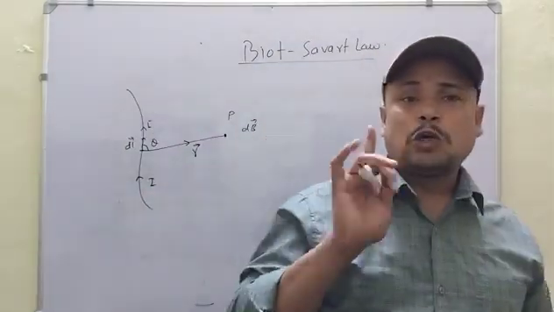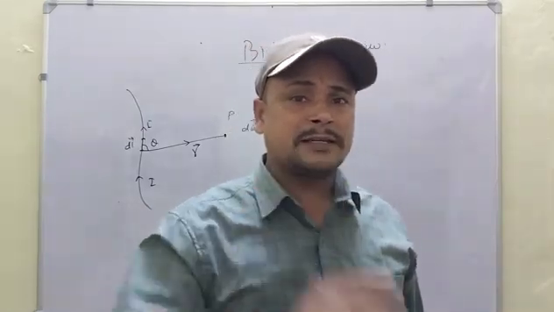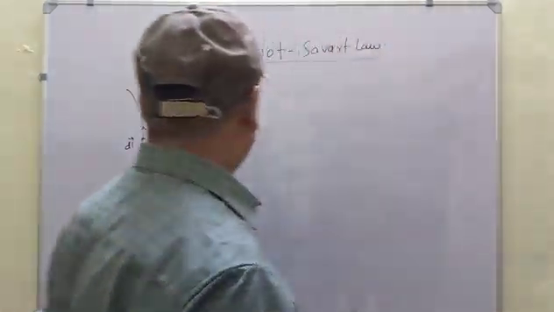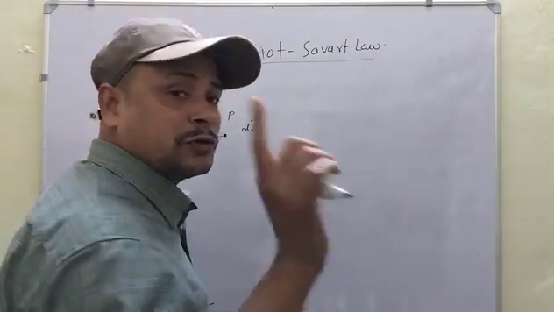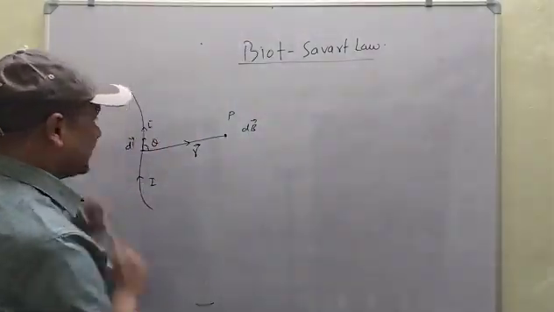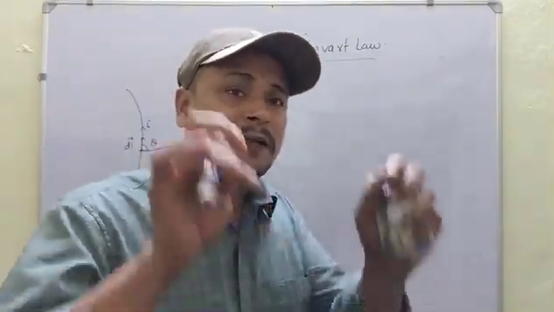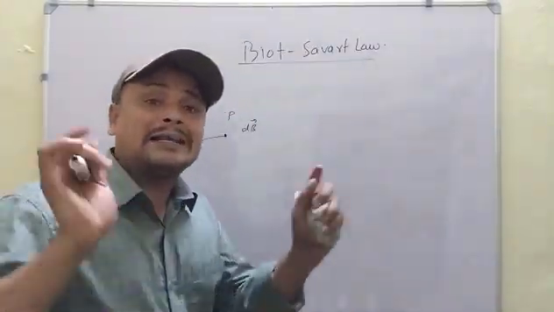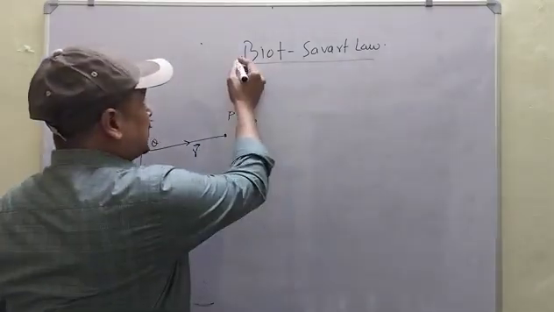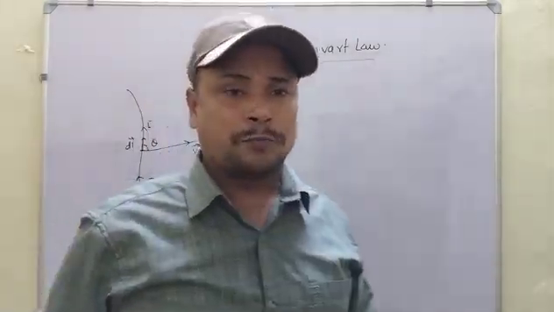And one more thing, the Oersted experiment we will discuss in another lecture or video. Here you should know only that according to Oersted, if we have any current carrying wire, then surrounding it there will be a magnetic field, and we can find the magnetic field using the Biot-Savart law.